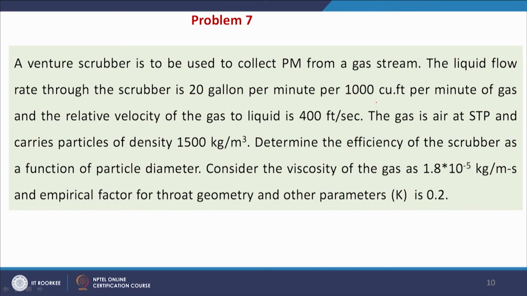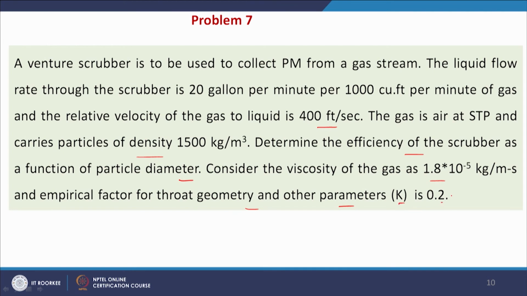Next, problem number 7. The statement is: a venturi scrubber is to be used to collect particulate matter from a gas stream. The liquid flow rate through the scrubber is 20 gallons per minute per 1,000 cubic feet per minute of gas, and the relative velocity of the gas to liquid is 400 feet per second. The gas is air at STP and carries particles of density 1500 kg per meter cube. Determine the efficiency of the scrubber as a function of particle diameter. Consider the viscosity of the gas as 1.8 into 10 to the minus 5 kg per meter second, and the empirical factor for throat geometry and other parameters, k, is 0.2.